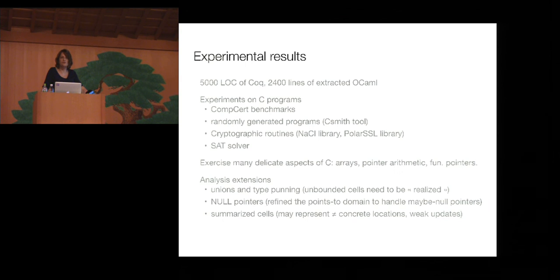It's a tool that generates very nasty programs that no human could write. And we have also tried our analyzer on bigger programs. On the one hand, cryptographic routines from the NaCl library and from the PolarSSL library. We chose these libraries because they are implementing interesting instructions for memory, so they are using C arrays a lot.